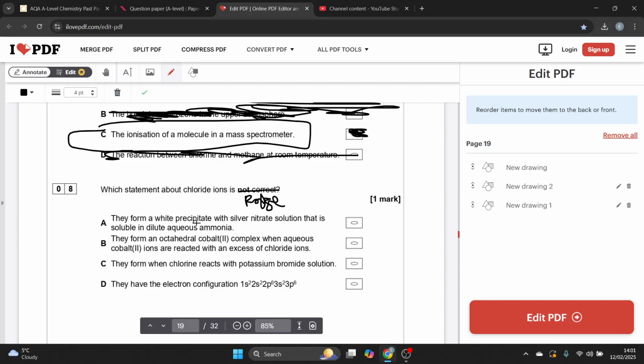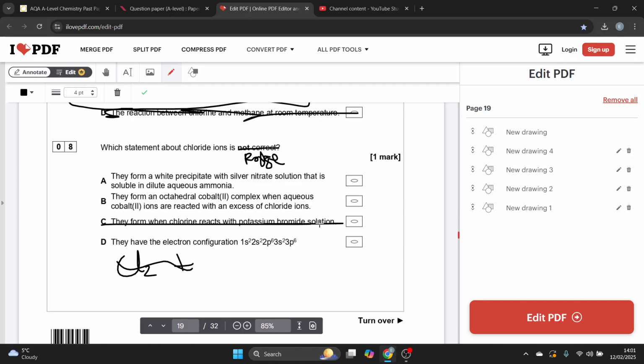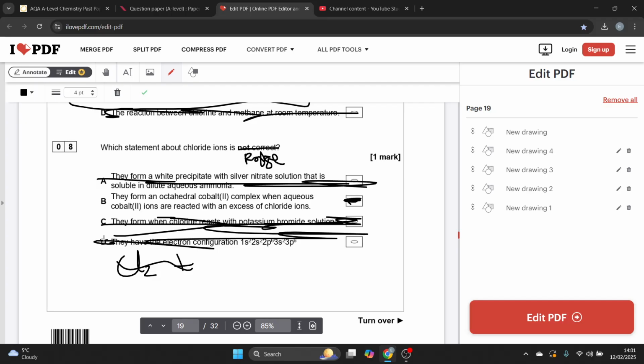They form a white precipitate with silver nitrate solution that is soluble in dilute aqueous ammonia. That is correct. They form an octahedral cobalt-2 complex when aqueous cobalt-2 ions are reacted with excess chloride ions. They form when chlorine reacts with potassium bromide. Yeah, the chloride ions will form, yes. So that's true. Electron configuration, they definitely do. The answer is B. They do have the electron configuration of that.